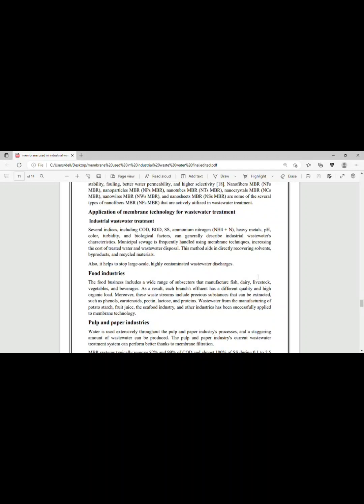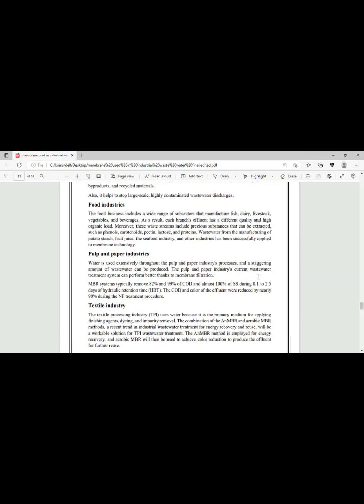Next, I'll discuss applications of membrane technology for wastewater treatment. The first one is industrial wastewater treatment. Several indices including COD, BOD, SS, ammonium nitrogen, heavy metals, pH, color, turbidity, and biological factors can generally describe industrial wastewater characteristics. Municipal sewage is frequently handled using membrane techniques, reducing the cost of treated water and wastewater disposal. This method aids in directly recovering solvents, byproducts, and recycled materials. Also, it helps to stop large-scale, highly contaminated wastewater discharges.